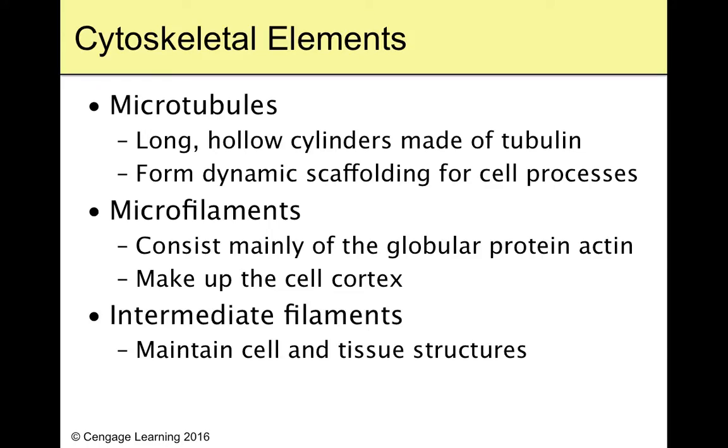So there's 3 types you need to know: the biggest, the smallest, and the middle ground. So the biggest, which is the widest, are microtubules. Microtubules are hollow cylinders made of proteins called tubulin, and they form dynamic scaffolding for cellular processes. Dynamic means it's changing all the time. Scaffolding is a support structure you can stand on if you're doing siding on a house. And so these guys will assemble themselves somewhere where the cell needs to move something. And then when the job is done, they'll disassemble themselves and go somewhere else.